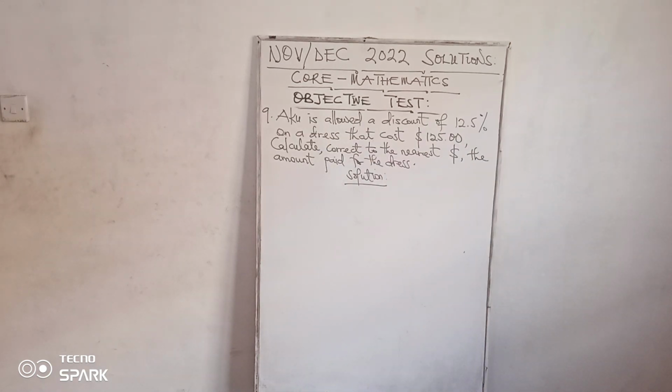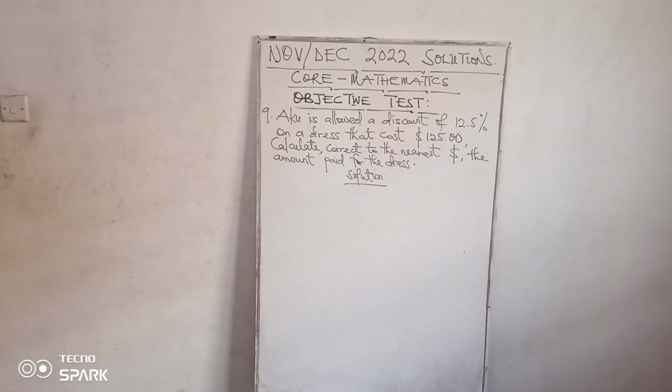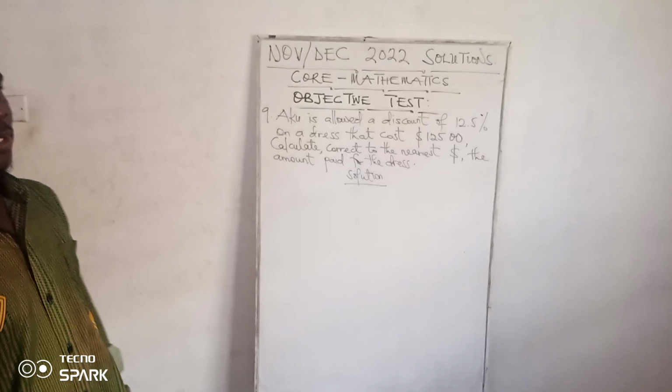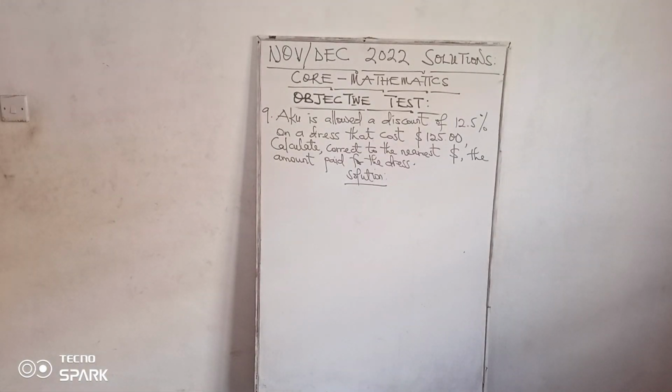So we have question 9. Aku is allowed a discount of 12.5% on a dress that costs $125, right? Calculate correct to the nearest dollar the amount paid for the dress. Again, Aku is allowed a discount of 12.5% on a dress that costs $125.